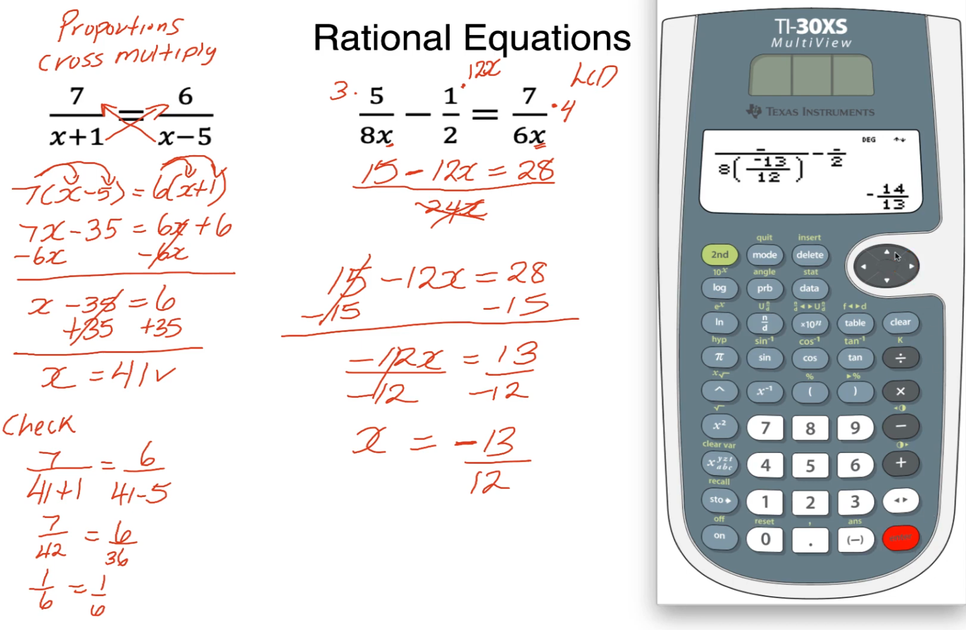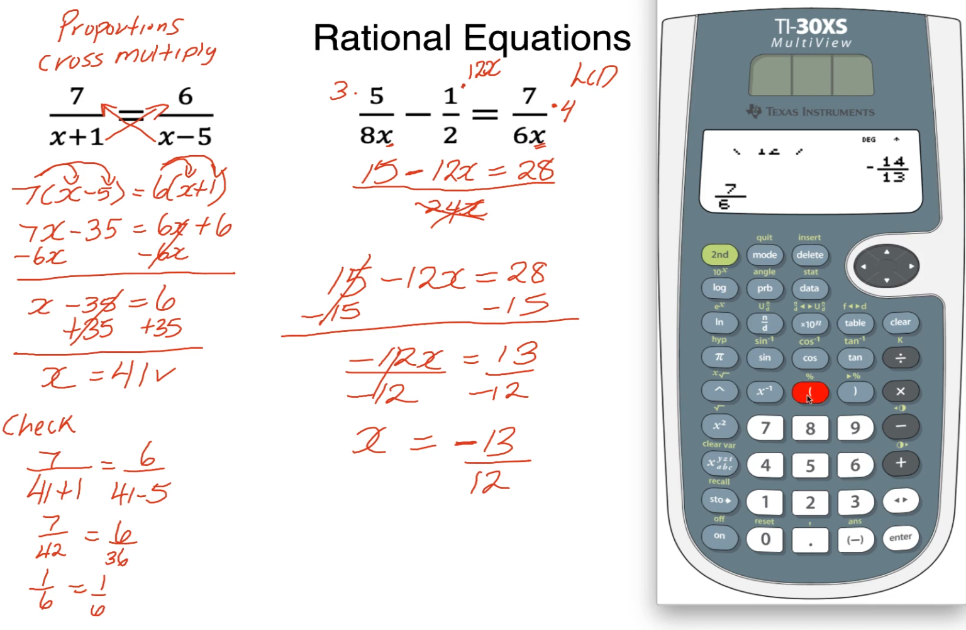So on the left hand side, my answer came out to be negative 14 over 13. Now I'm going to put in the calculator 7 over 6x, but I'm going to replace the x by negative 13 over 12, and I'm hoping to get negative 14 over 13.